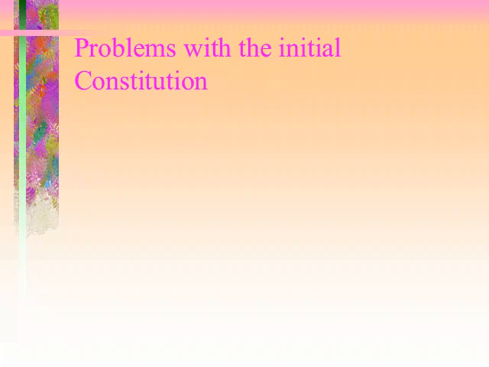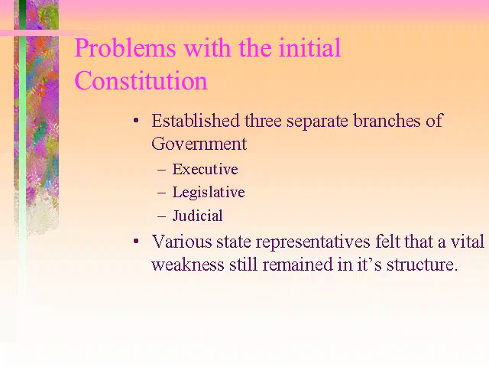Problems with the initial Constitution. We have three separate branches of government: executive, legislative, and judicial. But various state representatives, remember we had 13 states at that time, felt that a vital weakness still remained in its structure. Now remember, the colonists had just suffered under a king, and they were wondering, who is this elected president? Could this person become as oppressive as the king?